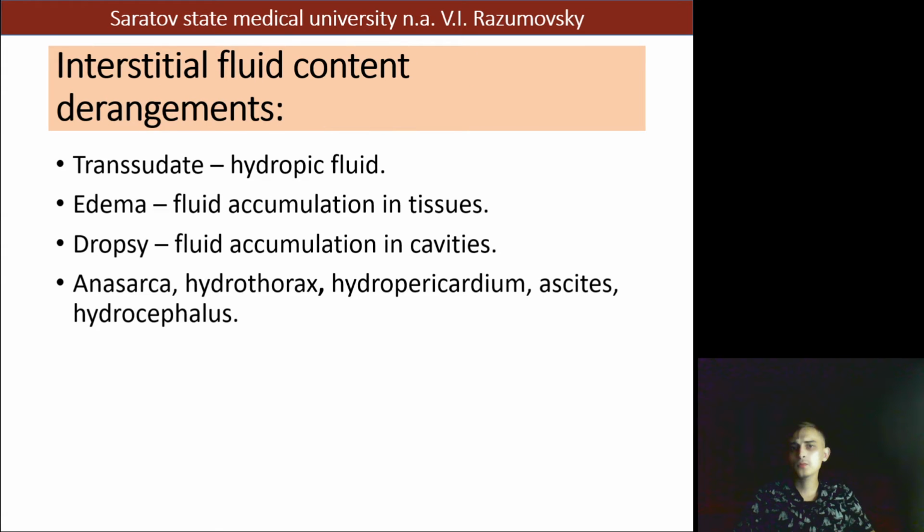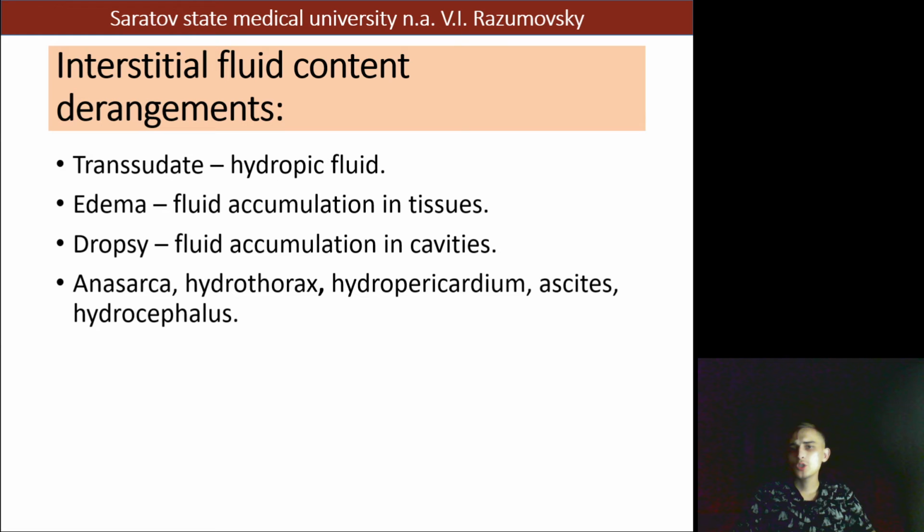Interstitial fluid content derangement leads to formation of transudate, a hydropic fluid: edema, fluid accumulation in tissues; dropsy, fluid accumulation in cavities of our body. It may be associated with formation of anasarca, hydrothorax, hydropericardium, ascites, hydrocephalus.